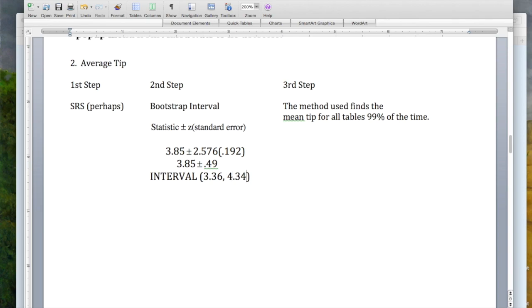So this waiter or waitress can claim that the average tip that they receive for each table is likely between $3.36 to $4.34.